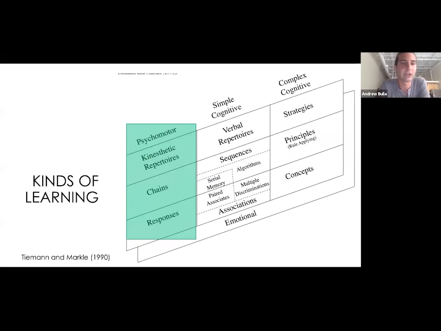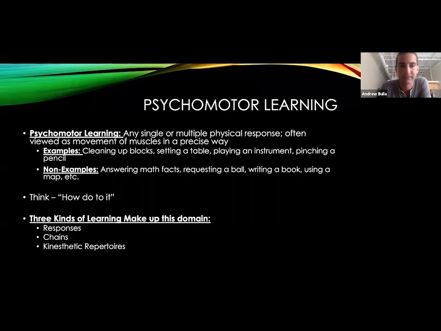The second domain that we're going to be focusing on, after we have the emotional level of learning in the back of our minds, let's look at column 1, which is the psychomotor domain of learning. With psychomotor learning, this is any single or multiple physical response, often viewed as movement of muscles in a precise way. So I want you to think of how a behavior is performed. Examples include cleaning up blocks, setting a table, playing an instrument, pinching a pencil. Think of vocal muscular. So am I able to produce the sounds? So how to do the behavior.